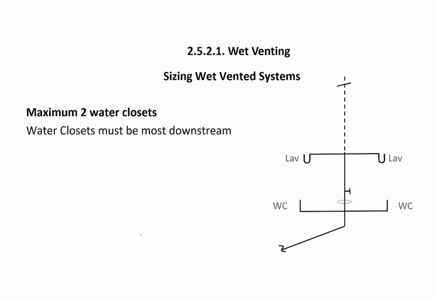Okay, so as I said earlier, the maximum number of water closets that can be served by one wet vent is 2. If there are 2 water closets, they must be symmetrically connected, so they must connect at the same point to the lowest point of the wet vented system. So when water closets are connected, they are the low point of the wet vented system. On a vertical stack, it will be a double sanitary T fitting, typically. On horizontal branches, we would likely see a double Y fitting to connect those 2 water closets.